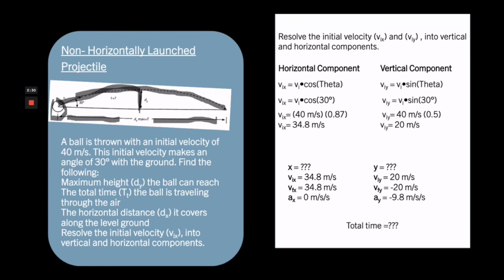Now, let's proceed to what is given and what is asked in the problem. Since, again, same as with the horizontally launched projectile, non-horizontally launched projectile is a combination of the horizontal and vertical components. So we will have a separate given.